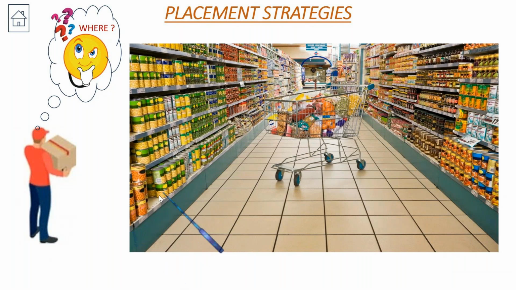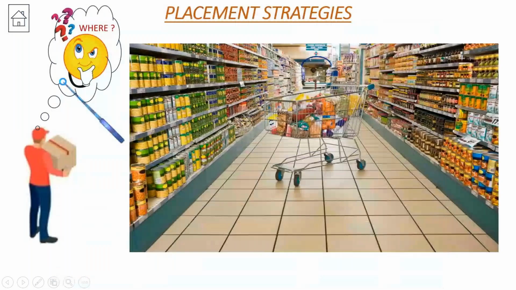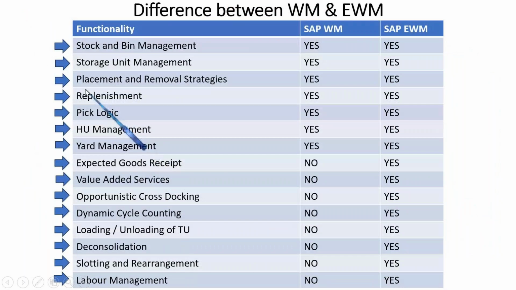So you don't have to remember where to place the products and from where to pick them. There are some strategies, and with the help of those strategies, the system will propose where you have to place the product. That is what the placement strategies are. Apart from placement strategies, we also have removal strategies. And what is replenishment?